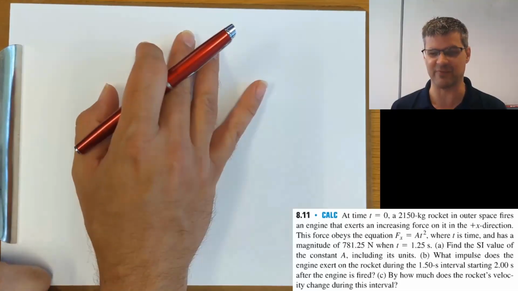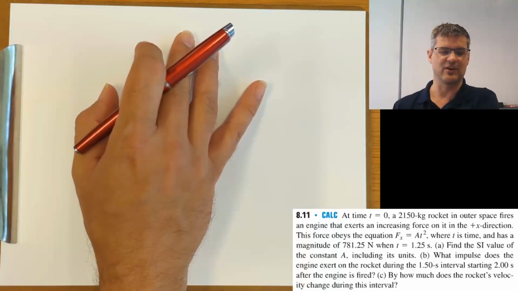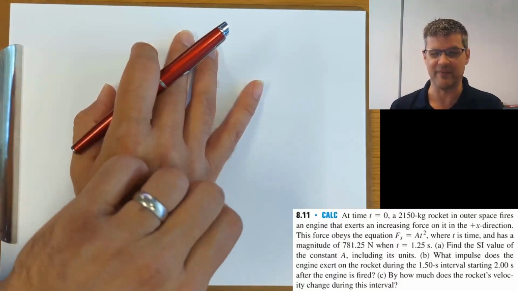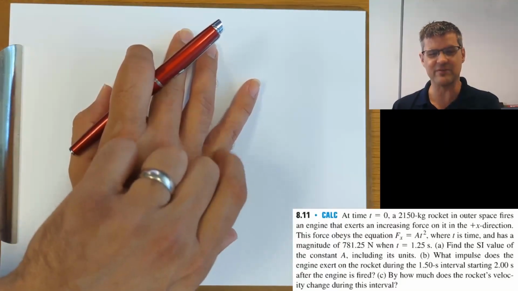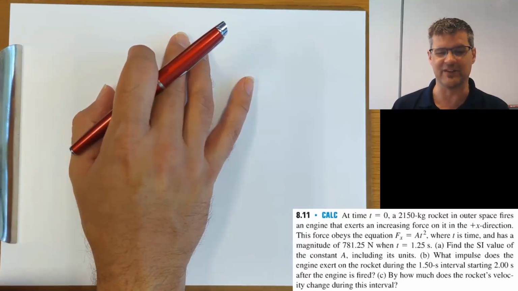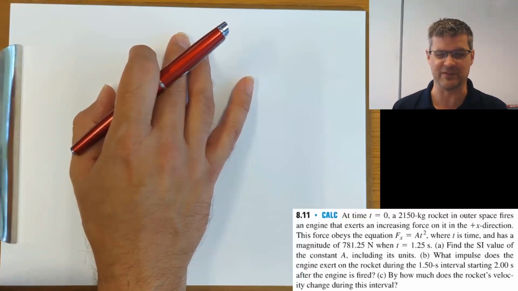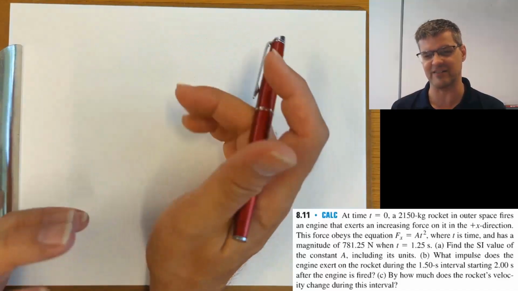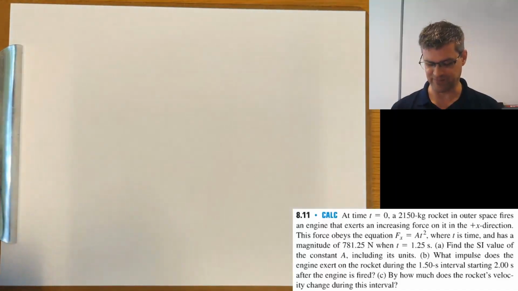So part A of the problem is asking us, okay, what are the units? What is this constant value of a? After that, we can do some other things, like finding out what impulse the engine exerts on the rocket during this time interval. How much does the rocket's velocity change during this interval? So we can look at some of these things.